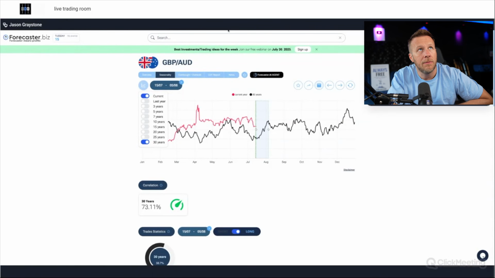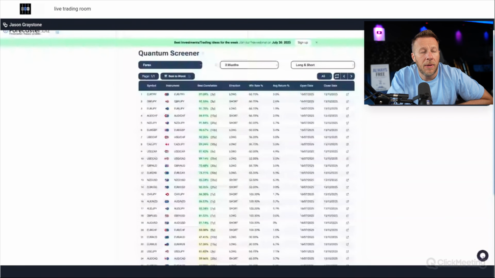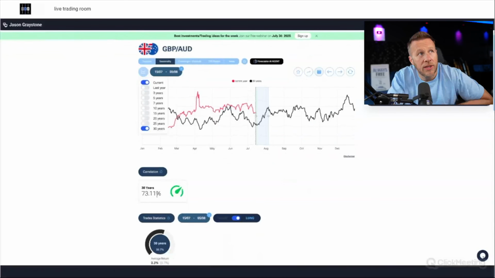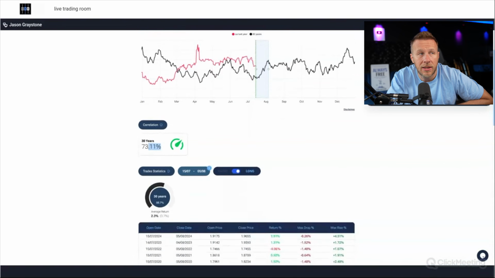And before I take a look at the charts, I'll just show you this. This is the Pound Aussie. So you can see the Pound Aussie on the quantum screener. Okay. When you click out and go into the seasonality, you can see we've got this nice bullish run here, right? So looking over a 30-year period, the correlation of price to that 30-year period and that seasonality right now is 73.1%, which is great.